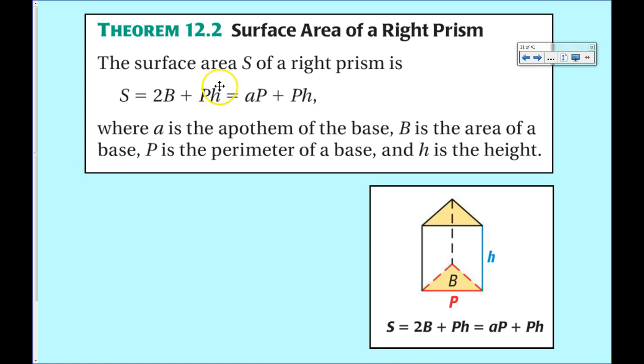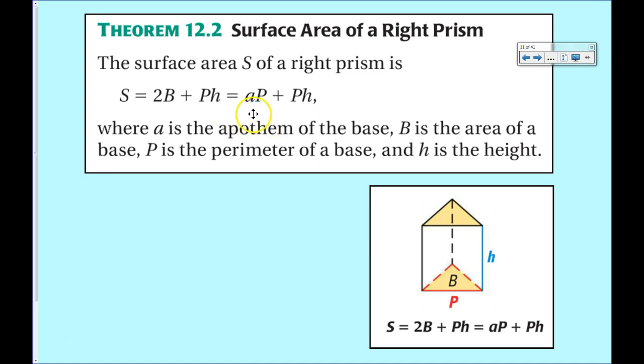Now I want to point out that I'm going to use a capital H to signify that I'm talking about the height of the prism, and I'm going to use a little h to signify that I'm using, like, say, a height within a triangle of a prism or a pyramid. So the height of the triangle or trapezoid that's within the prism, I'm going to use a little h for, and a capital H I'm going to use for the height of the three-dimensional figure as a whole.